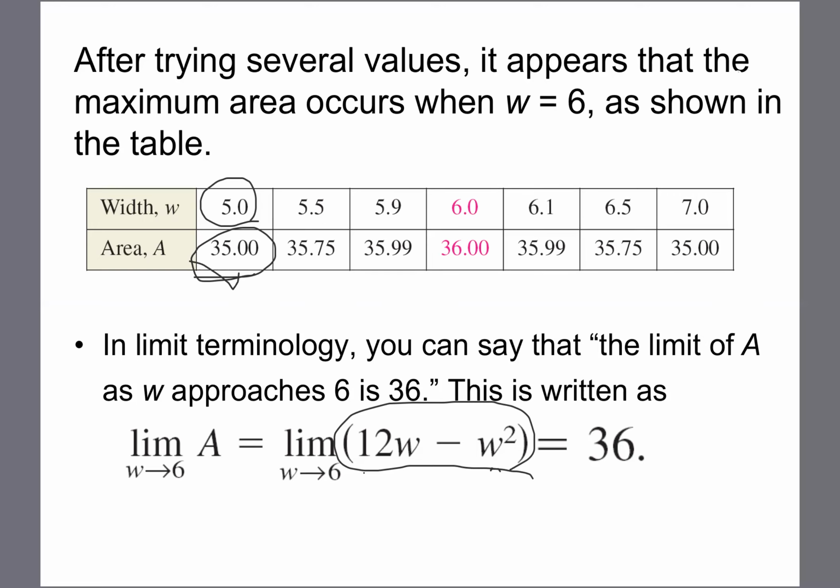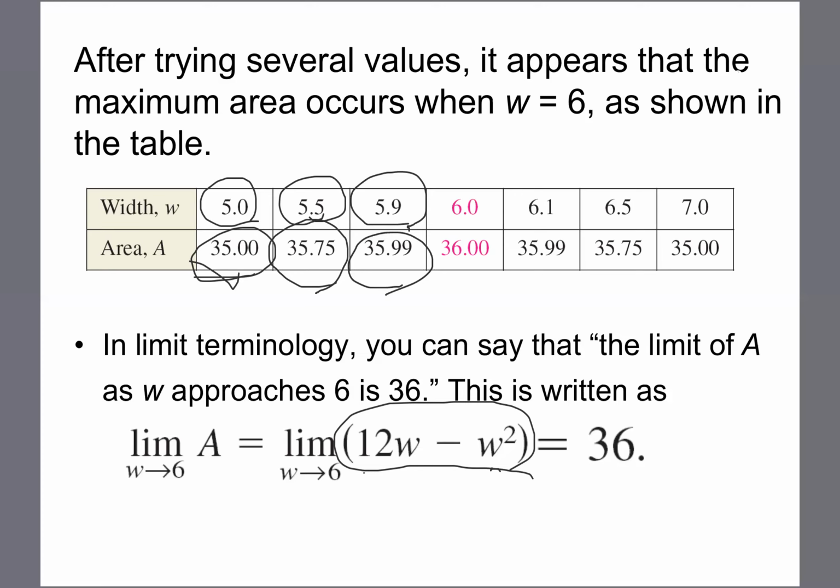So likewise, we can compute the area for different values of our variable, W. If W equals 5.5, then our area equals this one. If W equals 5.9, our area equals this one. What do we have to do?